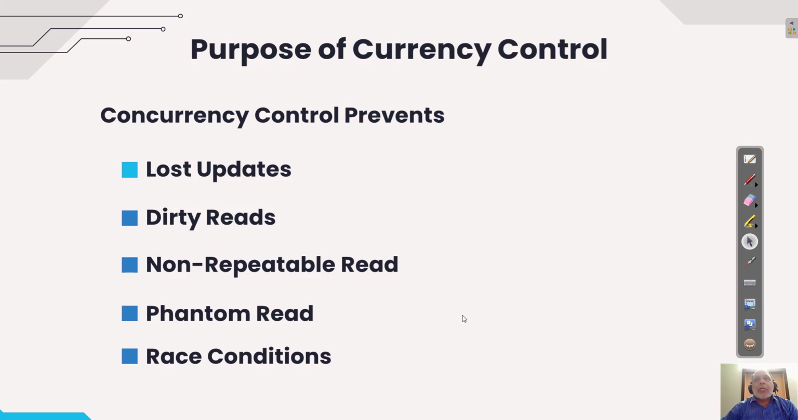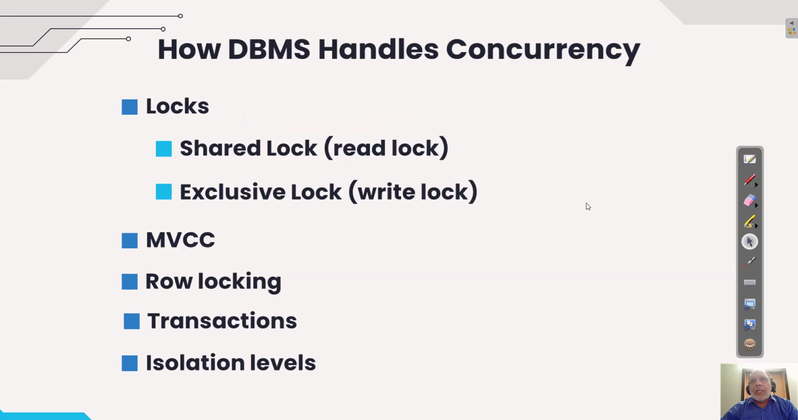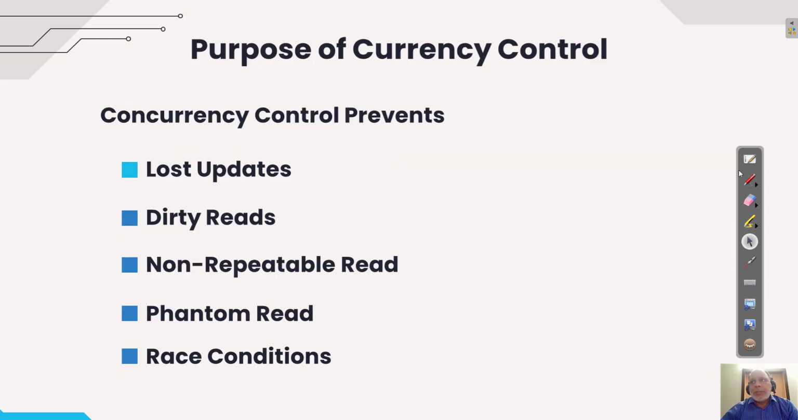Okay, the purpose of concurrency control. Concurrency control prevents different types of errors. For example, the first one is lost updates. So I will discuss what a lost update is.